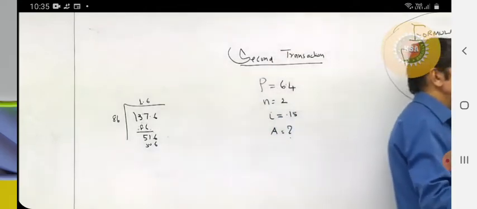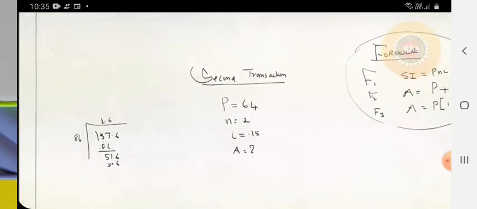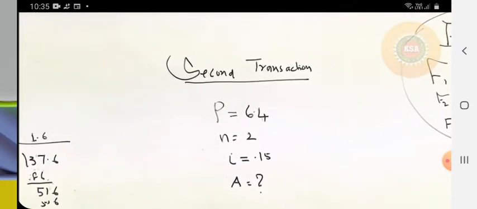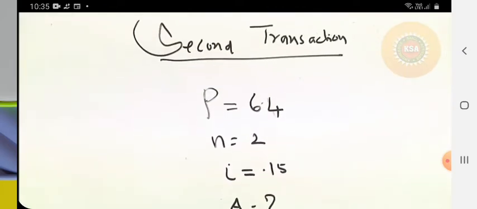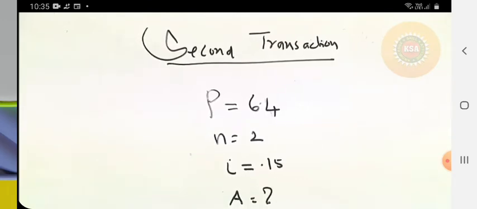What will rupees 64 amount to? 64 becomes how much? Becomes how much means A. A asked, 64 principal. First transaction, interest rate you have to use. First transaction, I value you have to use. Same rate of interest.